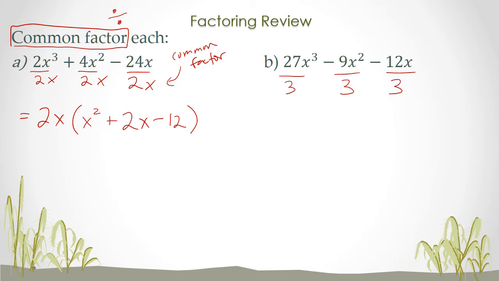And then the highest power of x that goes into all of those is just 1, so just a 1x. Now you do divide. Do not forget, whatever you divide by has to go out front. 27 divided by 3, 9x squared. Negative 9 divided by 3, negative 3x. And then negative 12 divided by 3, negative 4. And again, if you don't believe me, you can check it yourself by doing distribution.